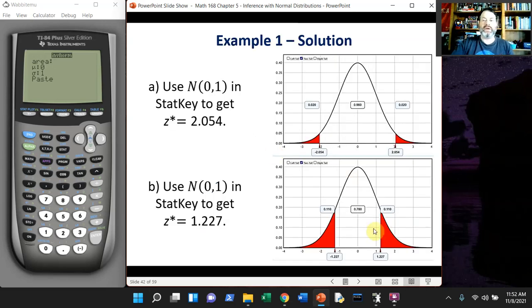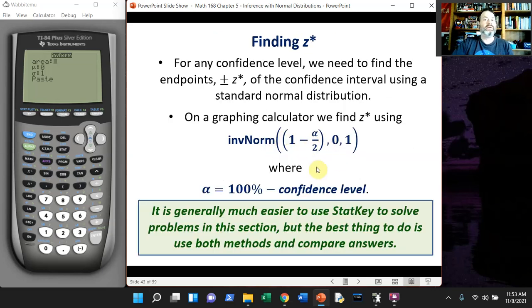Okay, so let's say that we're going to do this one. Well, think about what StatKey is telling us. 96% is in the middle. So that's 2% here and 2% here. You have to type in the area to the left of the endpoint. So you have two options. You either look for this endpoint or look for this one. It's a lot easier to look for the left endpoint. A lot. I know you're thinking, well, this formula doesn't look easy, but trust me on this.